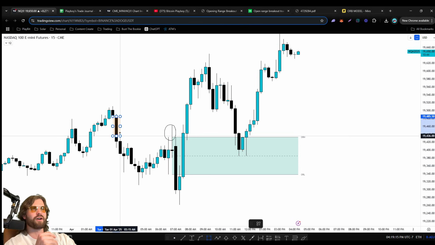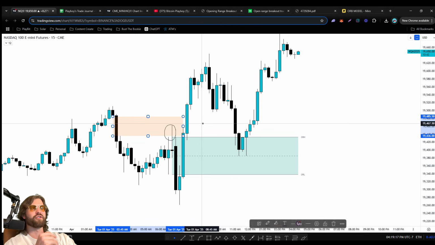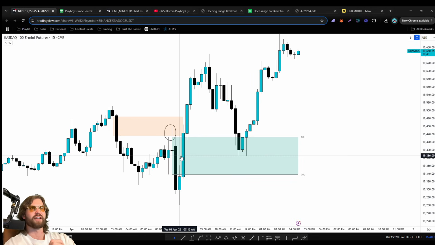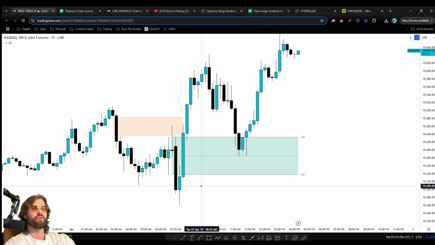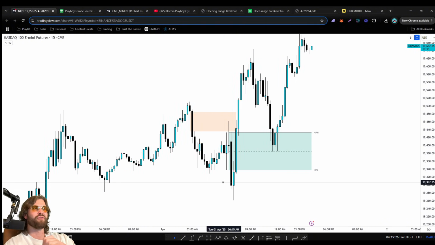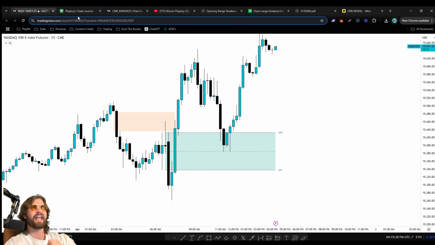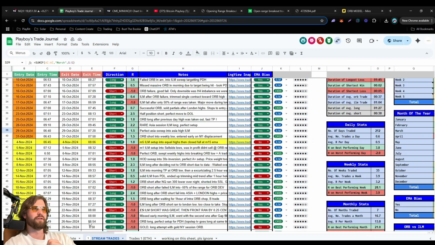You have this massive block where we auction off orders, and the bears typically will come in and sell this off again if a 15-minute candle doesn't close inside. And guess what? It didn't, so we didn't take the trade. It would have been a losing ORB. We did, in fact, take the ORB short to the downside today and took a loss. I'll show you this in the journal.